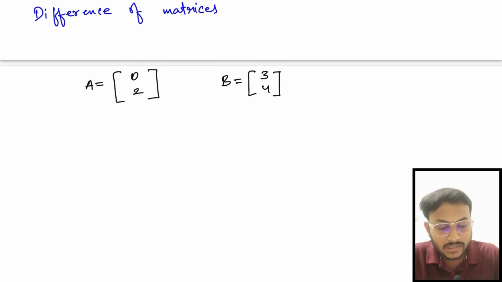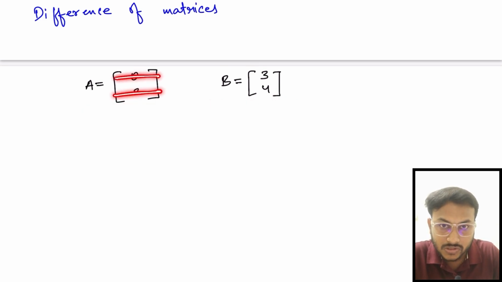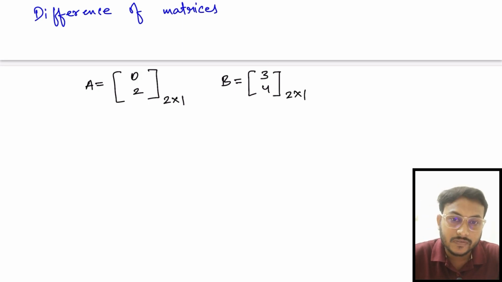Okay, now this is the two example. This is the example of two matrices, matrix A and matrix B. Matrix A has two rows and one column. Matrix B has two rows and one column. That means the order of matrix A is 2 by 1, and the order of matrix B is 2 by 1. That means the order of both matrices is the same. Two rows and one column for matrices A and B.